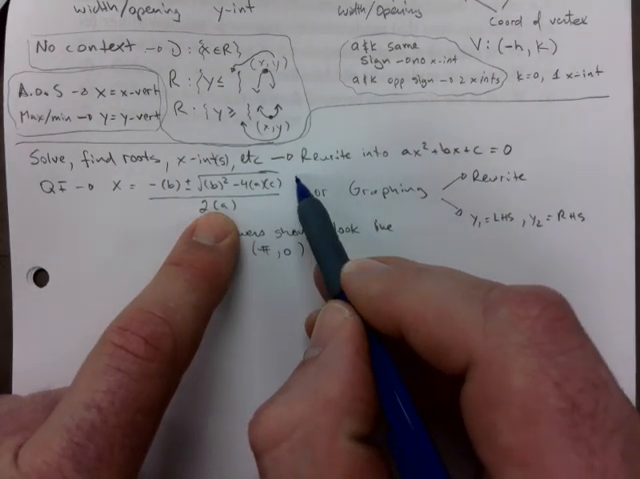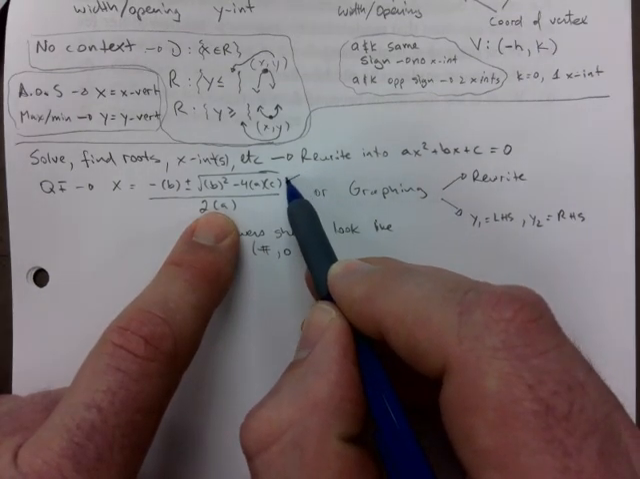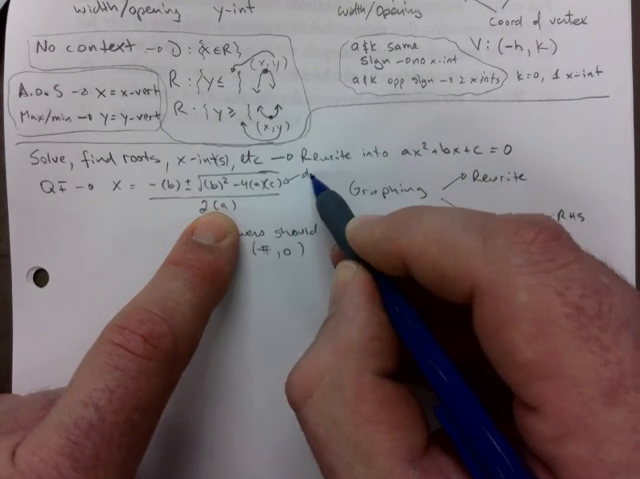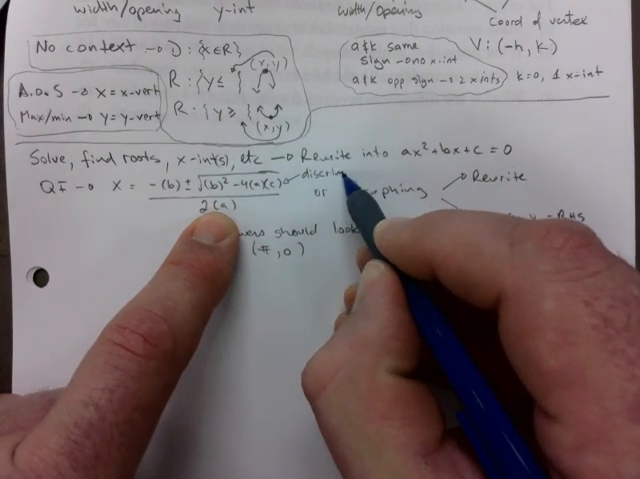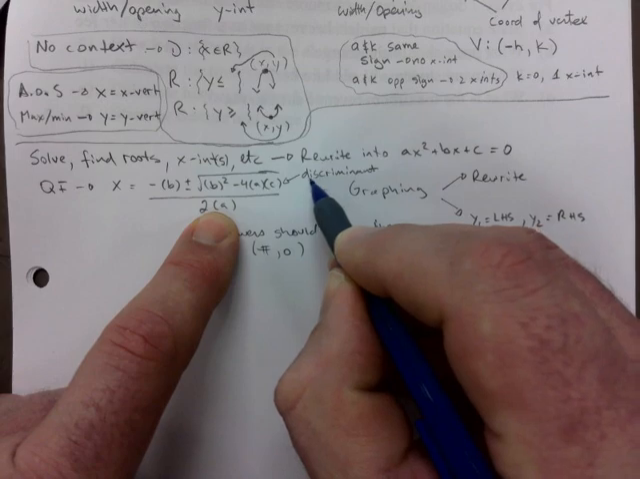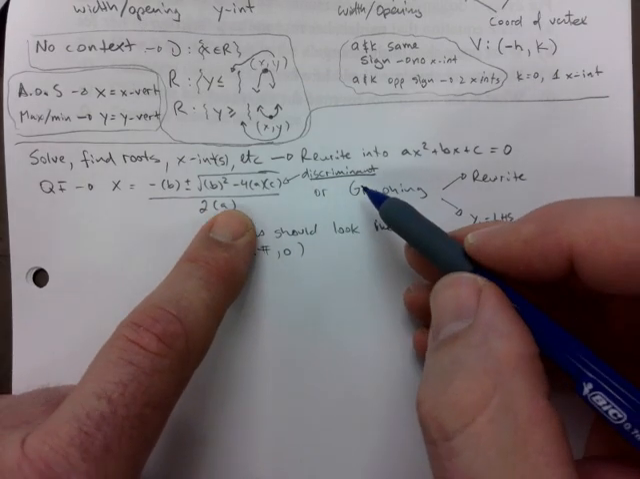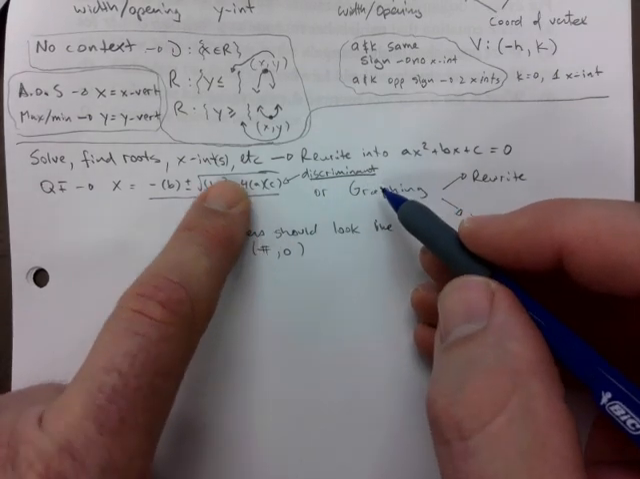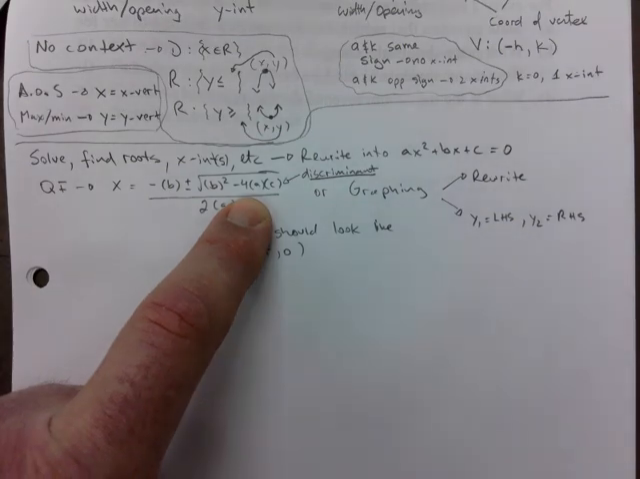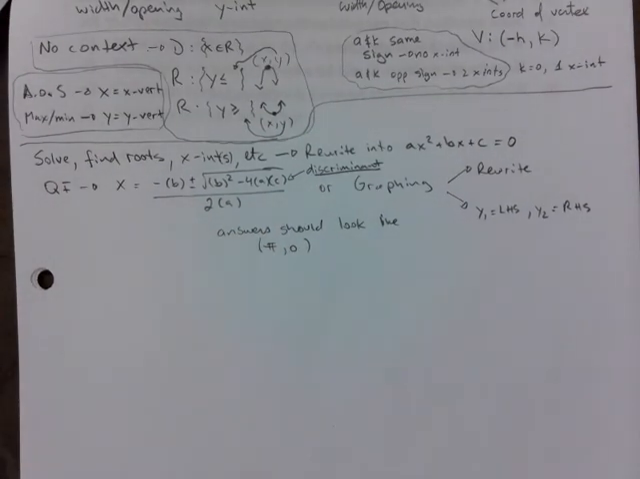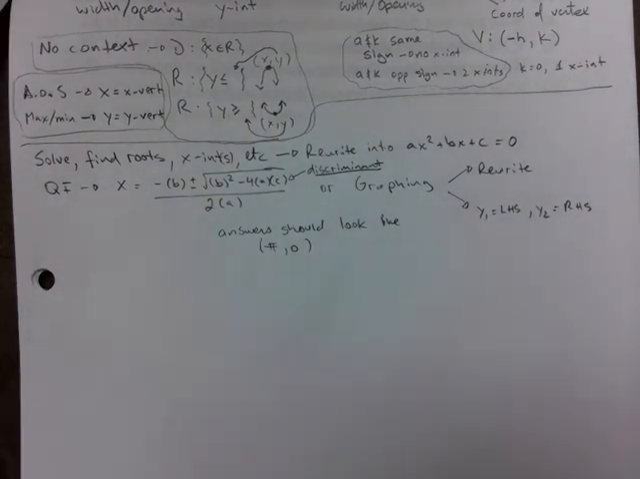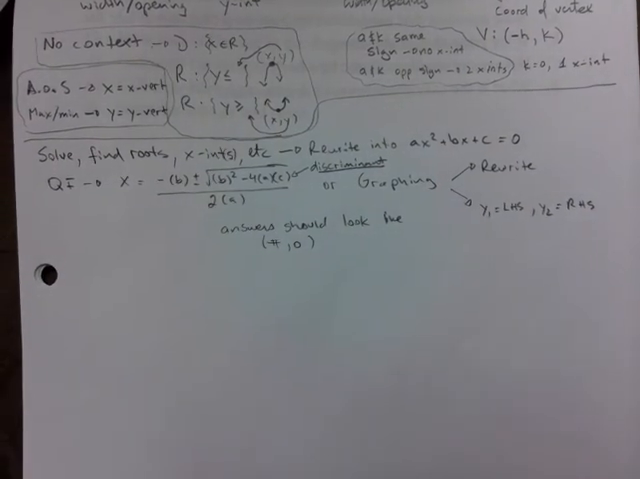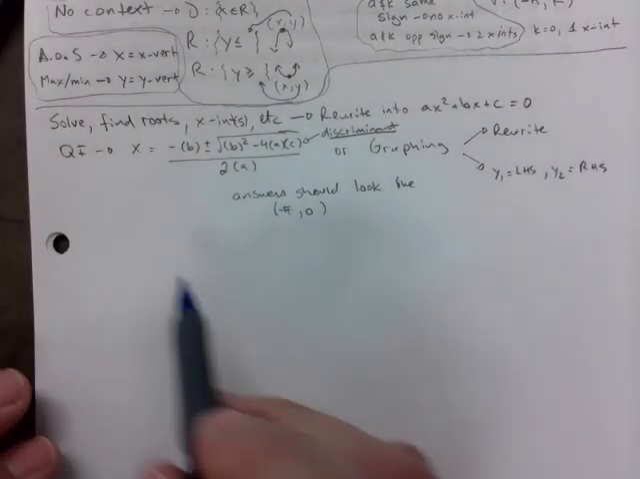And it's probably worth mentioning that whatever's in the root is called a discriminant. And if the discriminant is positive, you've got 2 roots. If it's negative, no roots. And if it's 0, you've got exactly 1 root. Okay. So solving, there it is. That's the summary for that part.